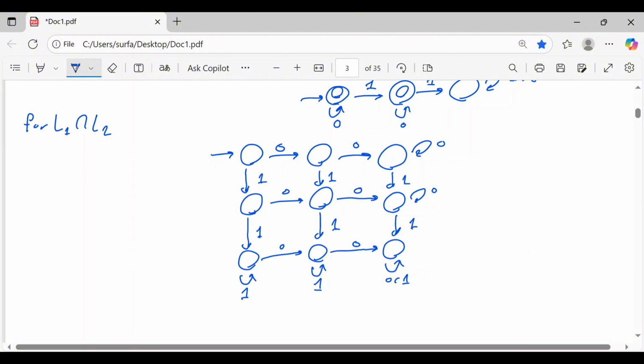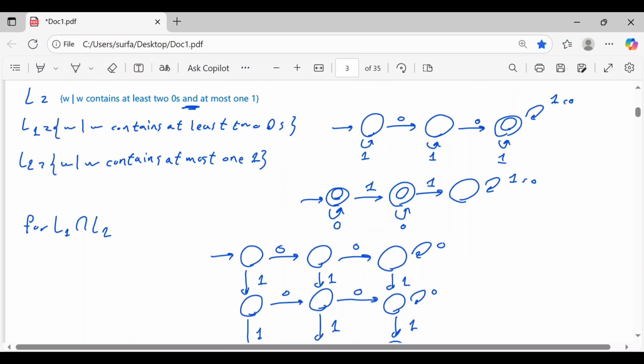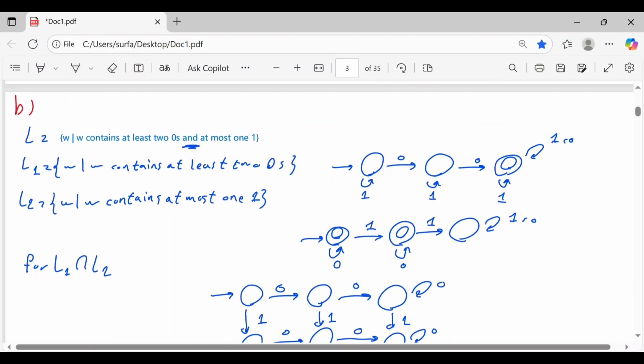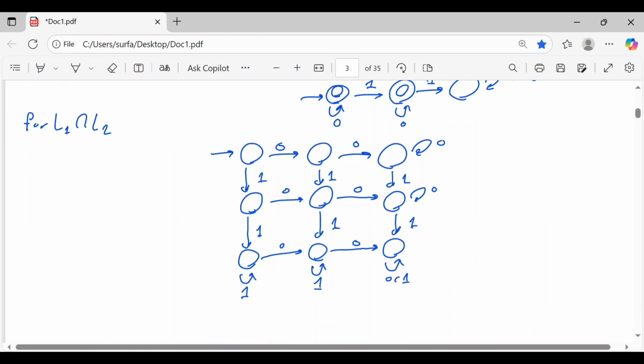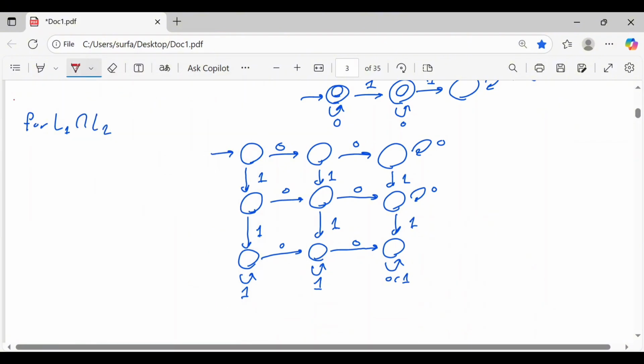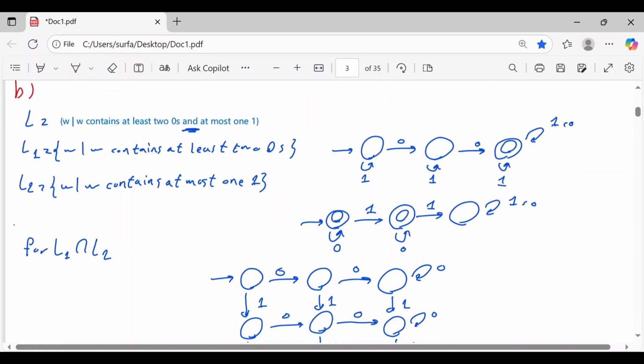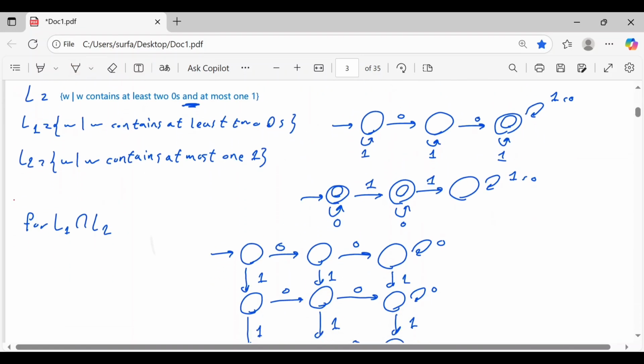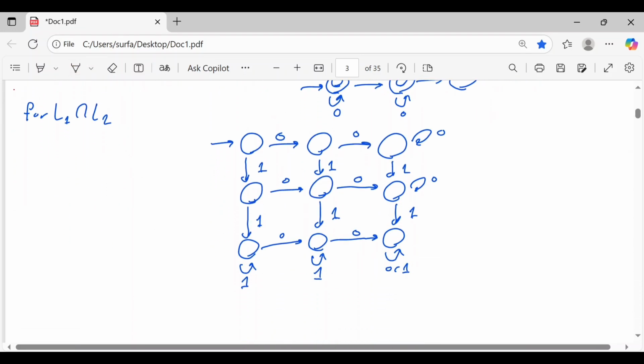And now we have to actually show the accepted states. The language L1 says that we must have at least 2 zeros. So our accepted state can be this state. Actually, let me see again. W contains at least 2 zeros. So we will accept this state, and this state, and this state.